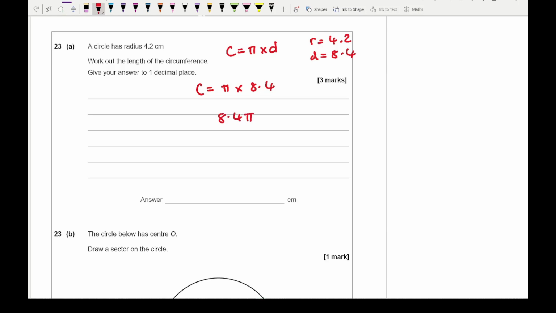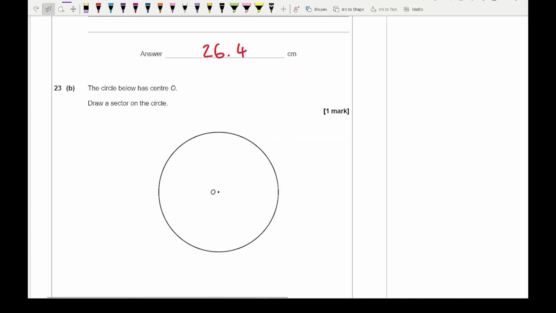I get an answer of 26.38937829, and the question is just asking for one decimal place, so it's going to be 26.4 centimeters. Alternatively, what I could have done is used 2 pi r, which would have given me the same answer. Then for B, it says the circle below has a center of O.